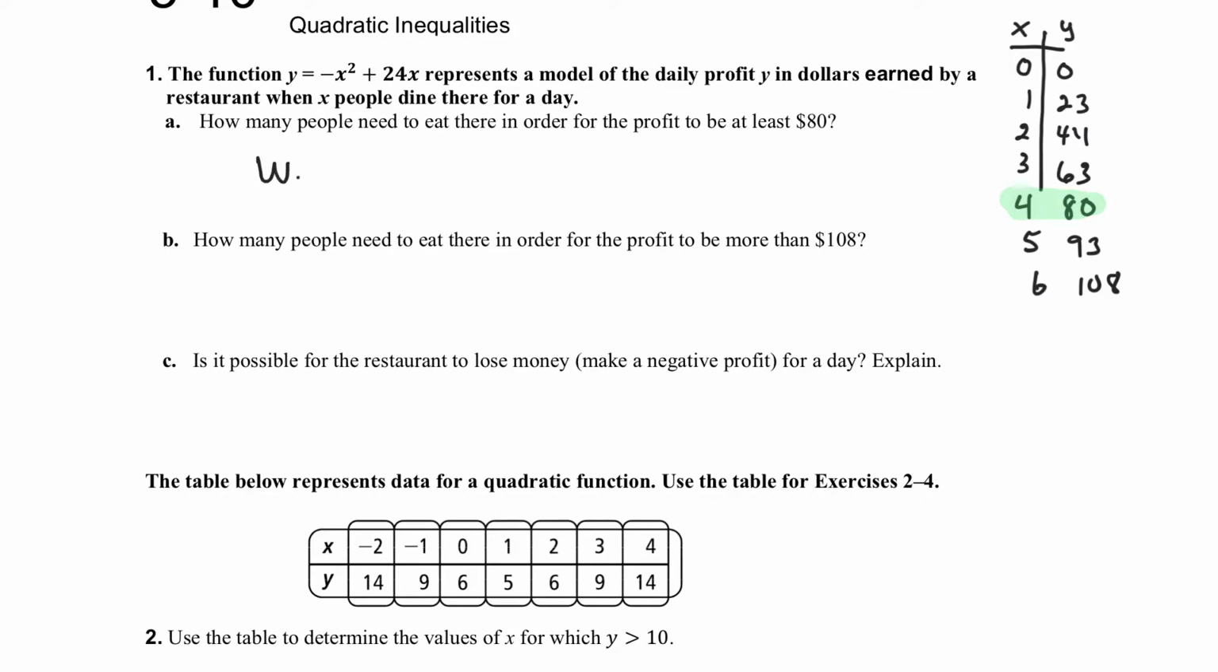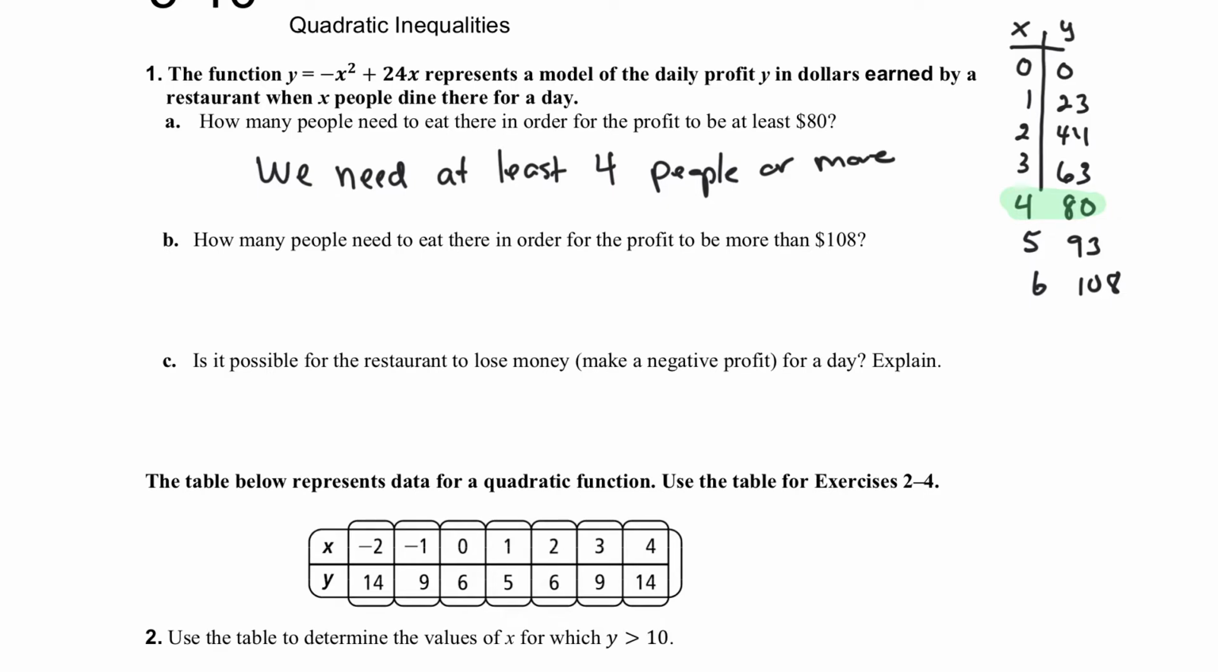We need at least four people or more. Because if four people attend, then we have an $80 profit. If more than four people attend, you're looking at 93, 108, and that's going to be your profit, okay?